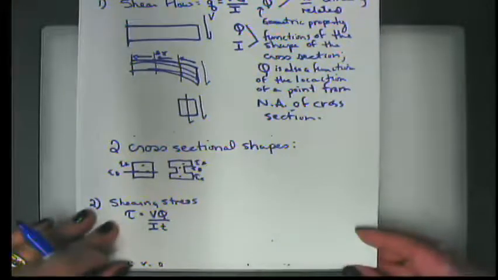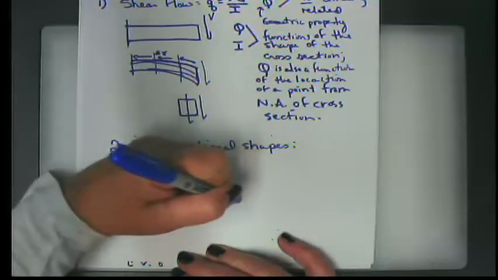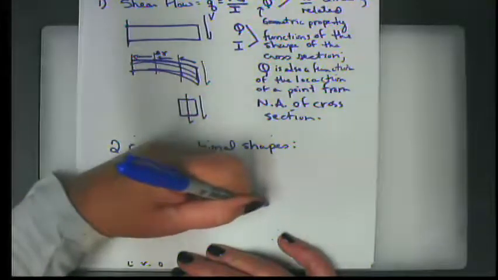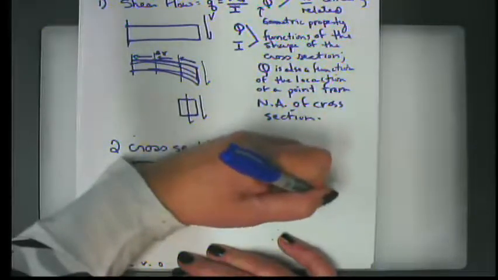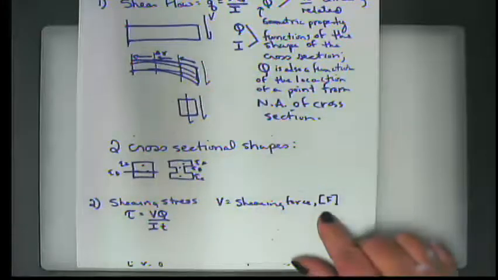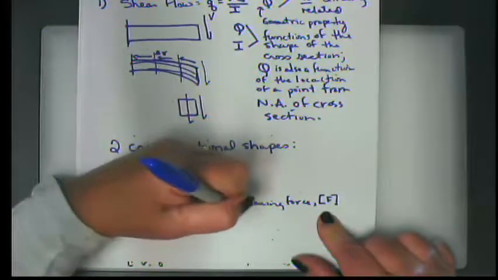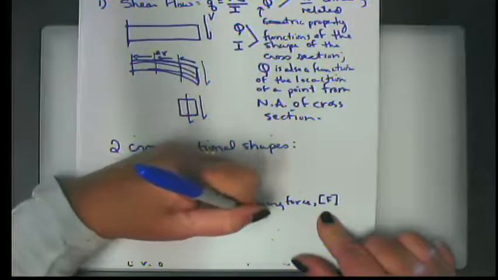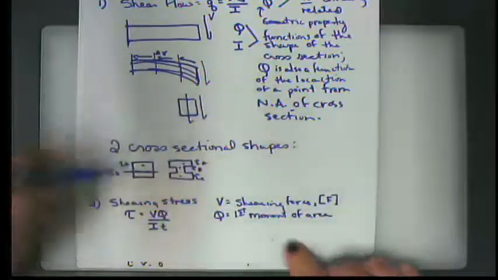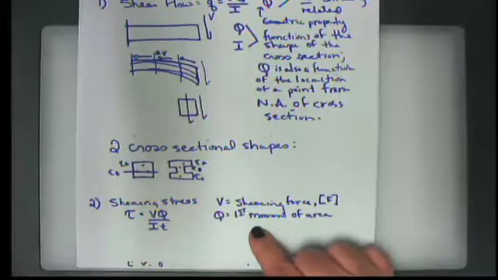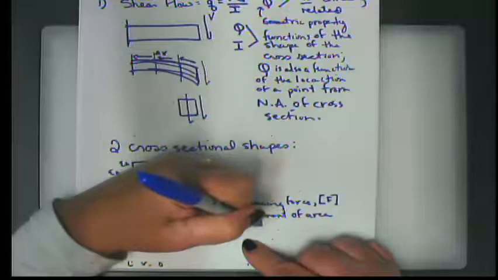Okay, so V, as we've said, is the shearing force. So that has dimensions of force. In other words, it could be pounds or newtons. Q is the first moment of area. We talked about this a little bit, but we're going to cut it up so you know exactly what we're talking about. But the first moment of area about the neutral axis.